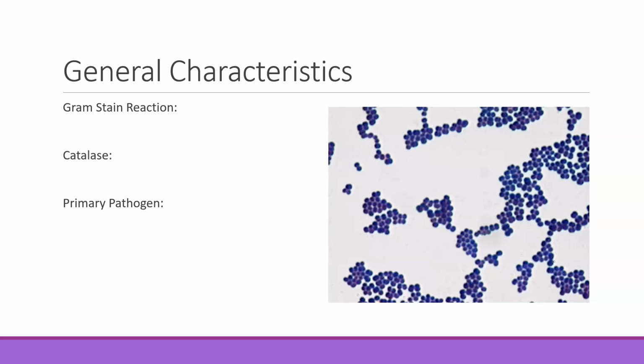Here are some general characteristics. The Gram-stain reaction is gram-positive cocci. It looks like you see it here. It looks like clusters of grapes. They're catalase positive, and the primary pathogen would be Staphylococcus aureus, if you want to add that to your PowerPoint.